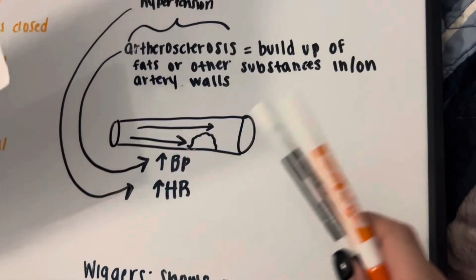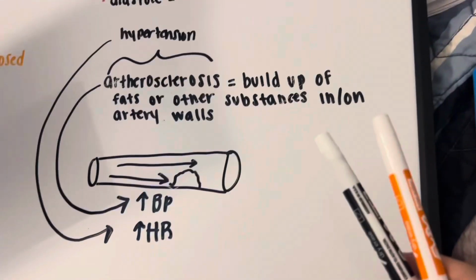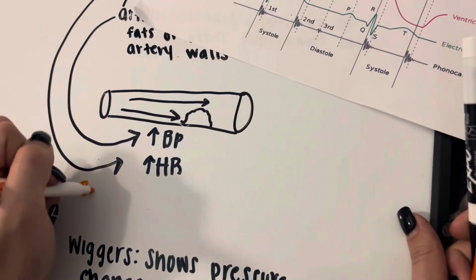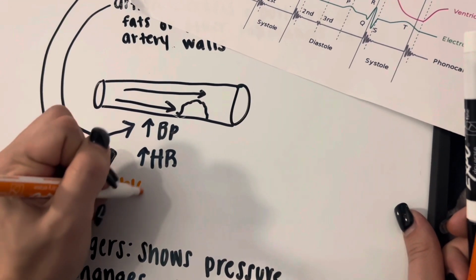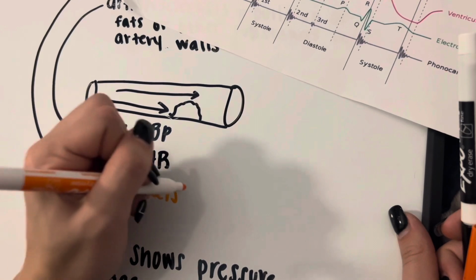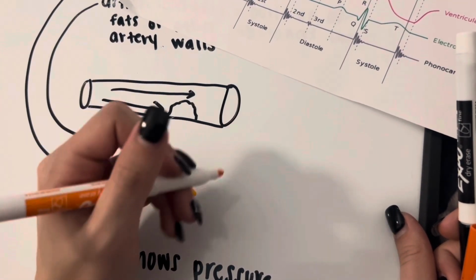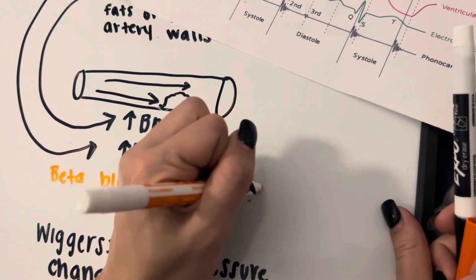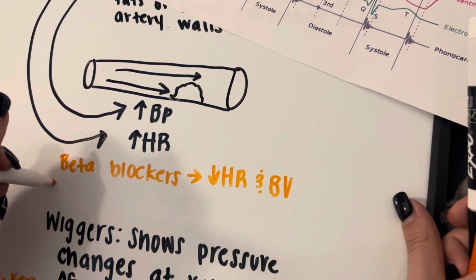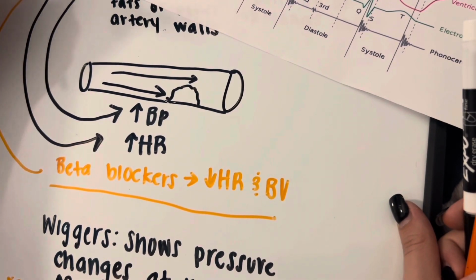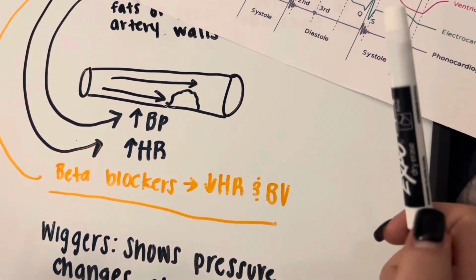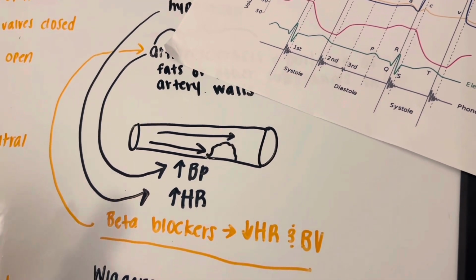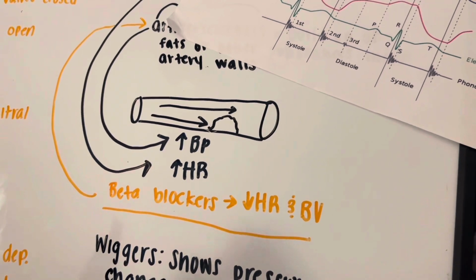Atherosclerosis can, like I said, cause hypertension, which is why drugs such as beta blockers, which are in charge of lowering your heart rate and your blood volume, are used whenever this is present. Hypertension is not something that anybody wants. It can lead to having heart attacks or heart failure.